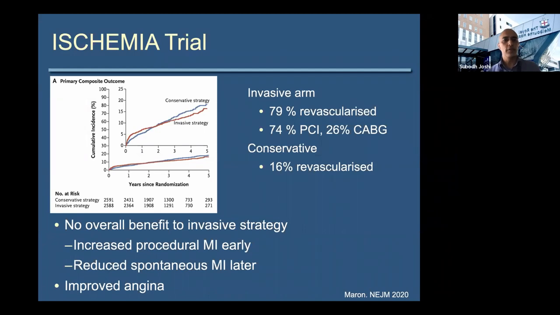The results you're all aware of: no overall benefit to the invasive strategy in terms of the primary endpoint. There was increased procedural myocardial infarction early in the invasive strategy, but then reduced spontaneous myocardial infarction later. But what is clear is that it did improve angina, and there's no doubt about that. So in the invasive arm, 79% were revascularized. And of those 79%, it's worth noting that a quarter of them actually had bypass surgery.